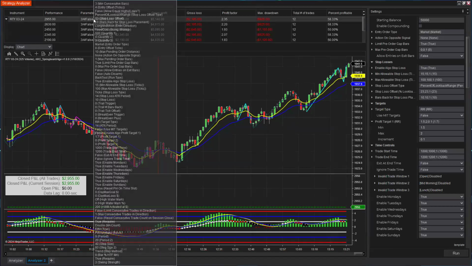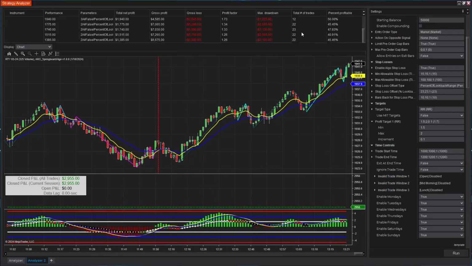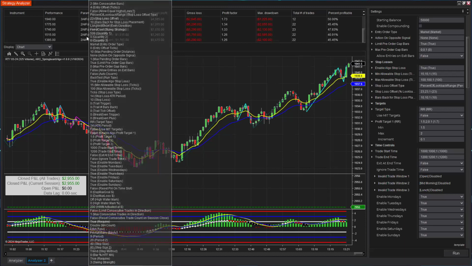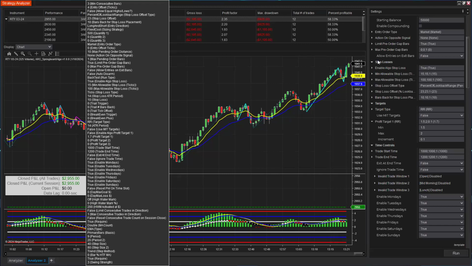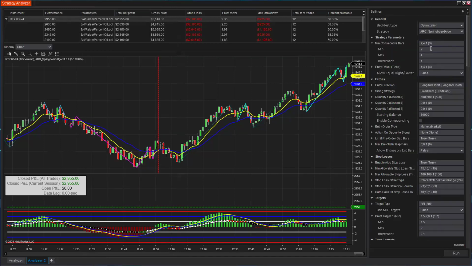Cool. So let's see what we came up with. We've got 12 trades or 23 trades. It looks like the 2s are giving us more trades, but not necessarily more money. And that's a factor there. So we're getting better results with the 3s. So we know that, okay, 3 is going to be the number here.